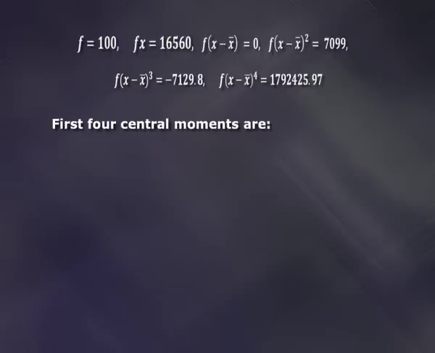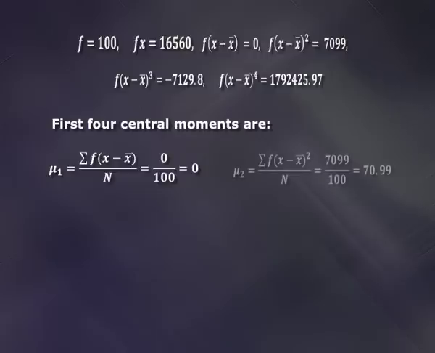The first four central moments are, we know the formula already, mu 1 is sigma F multiplied by (X minus X bar) upon N. In the previous table we have seen sigma F multiplied by (X minus X bar) was 0. And N stands for the frequency total. So, mu 1 will be 0 upon 100, that is 0. Mu 2, sigma F multiplied by (X minus X bar) square upon N. So, this is equal to 7099 upon 100, that comes to 70.99. So, we can say second central moment is 70.99.